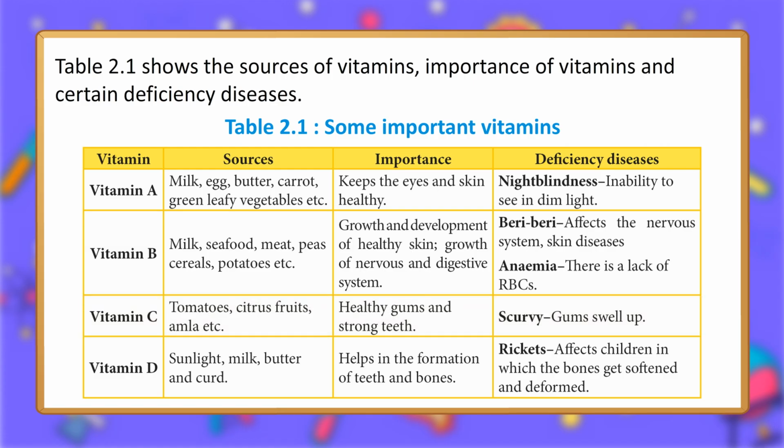Vitamin C: tomatoes, citrus fruits, amla, etc. It gives healthy gums and strong teeth. Deficiency causes scurvy, in which gums swell up. Vitamin D: sunlight, milk, butter and curd. It helps in the formation of teeth and bones. Deficiency causes rickets, which affects children, in which the bones get softened and deformed.